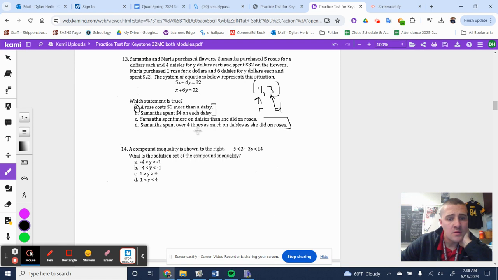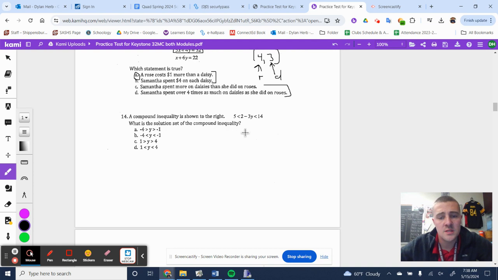And Samantha spent over 4 times as much on daisies as she did on roses. So she would have spent, we're talking about Samantha. So Samantha is the first purchase. So Samantha is this equation. So she would have spent $20 because you were doing 5 times 4. She would have spent $20 on roses and 12 on daisies. So that's also not true. So A would be your correct answer.